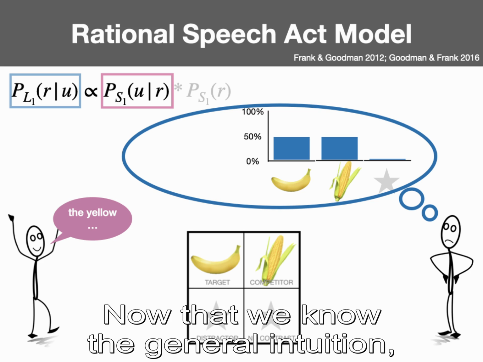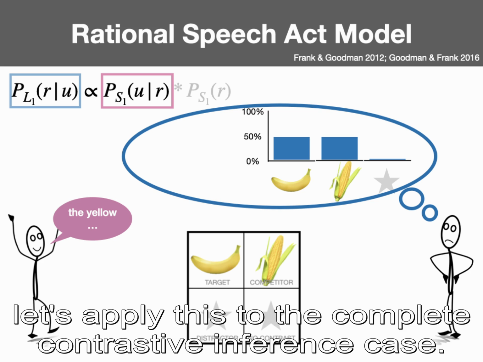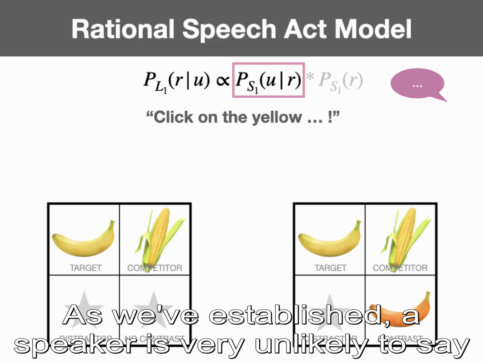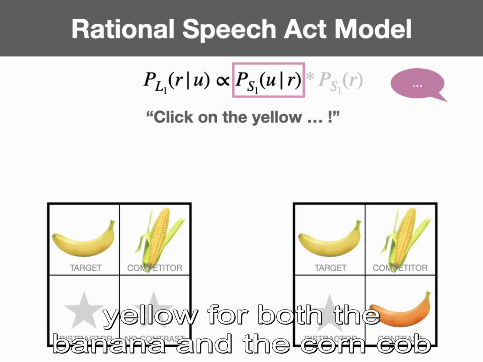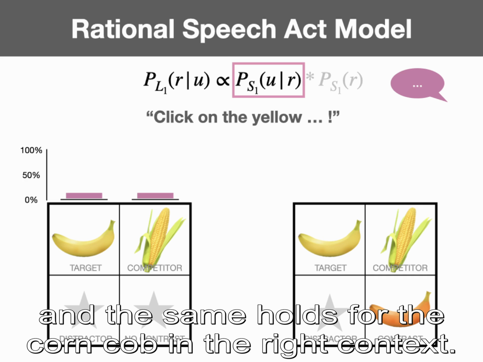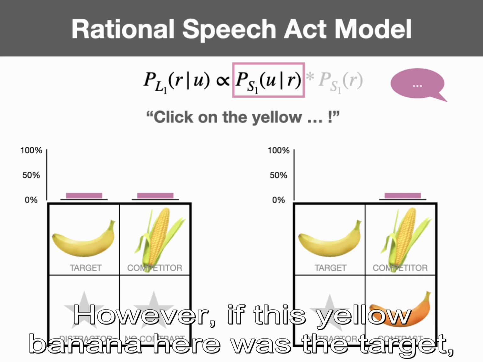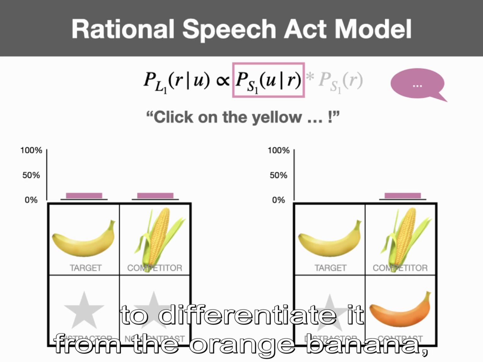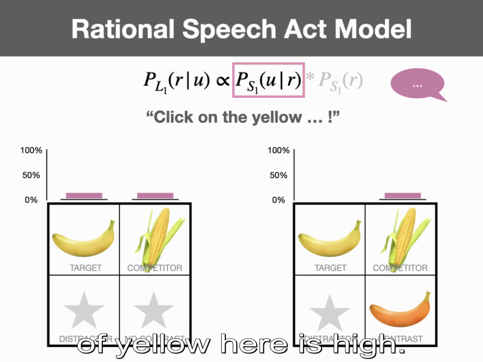Now that we know the general intuition, let's apply this to the complete contrastive inference case. As we've established, a speaker is very unlikely to say yellow for both the banana and the corn cob when there's no contrast present. And the same holds for the corn cob in the right context. However, if this yellow banana here was the target, a speaker would have to mention the color to differentiate it from the orange banana, which is why the production probability of yellow here is high.